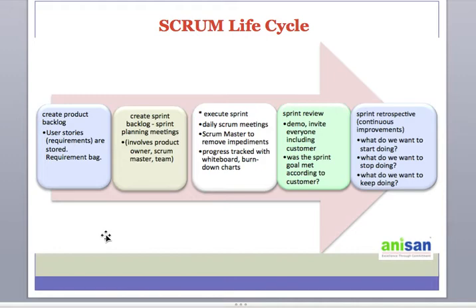That particular bag is called the sprint backlog, and based on that backlog we create the planning for the sprint. We plan how it will be implemented, and it involves the product owner, the scrum master, who here plays the role of the project manager, and the team. Then we execute the sprint. It means that we develop, test and deploy. That's basically a short cycle.